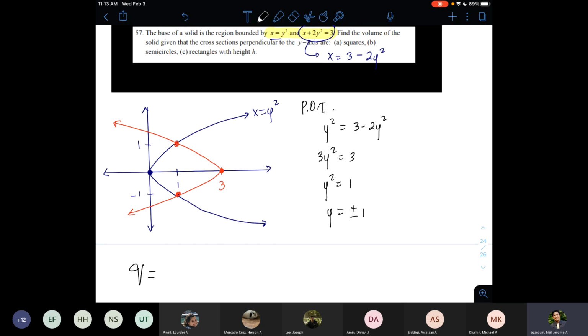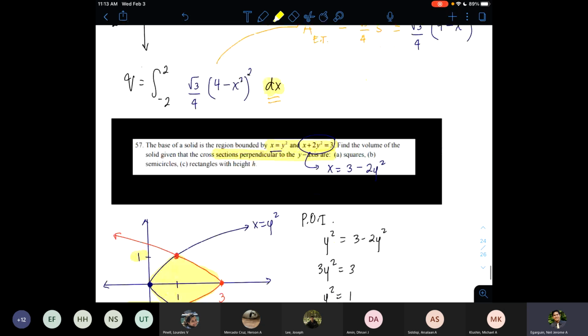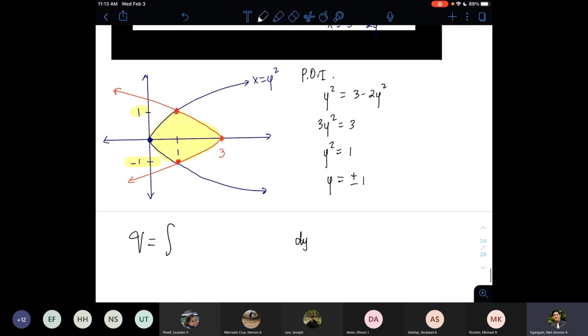Now the volume would be what? Well, look at the cross sections. The cross sections are said to be perpendicular to the y-axis. So we need to use the variable y because it's perpendicular to the y-axis. Then we need the bounds for y. This is our base. So here the shaded region started at y equals -1 and ended up at y equals +1. So they will serve as the bounds for our integral.